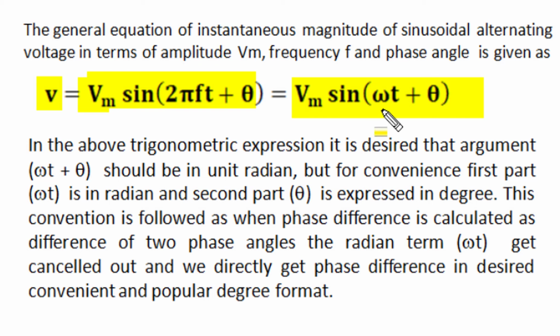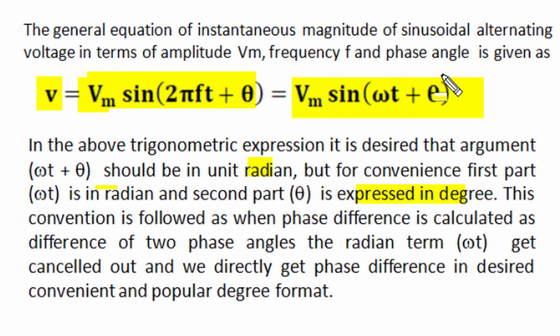Now this omega angular frequency is given in radian per second, time t is in second, so the unit of omega t is radian. And for mathematical manipulation, this summation of omega t plus theta must be in the same unit of angular measurement, radian. But for convenience, we take this first part omega t in radian unit, and this second part, phase angle theta, is often expressed in degree.